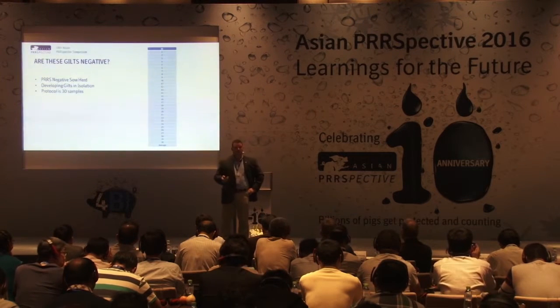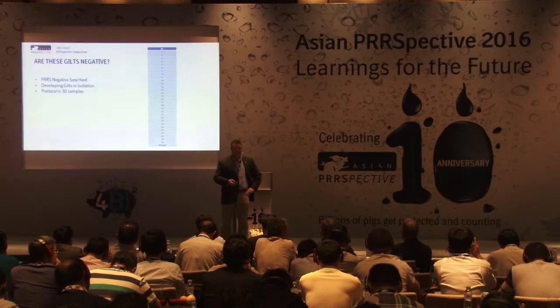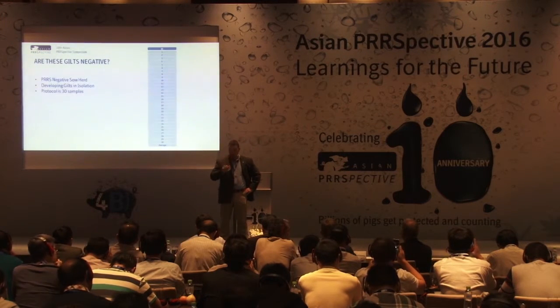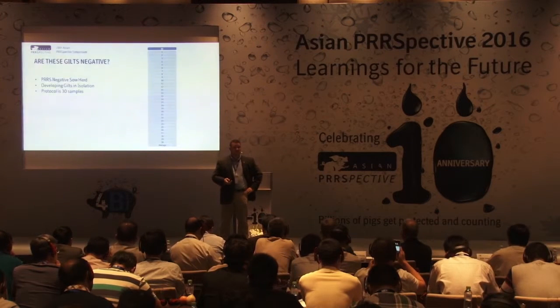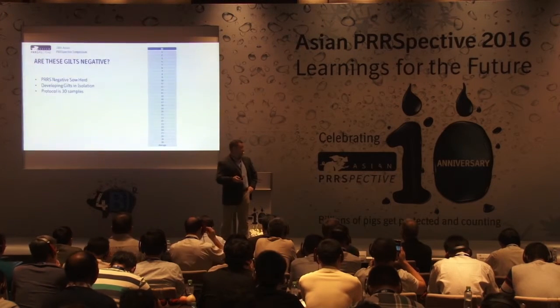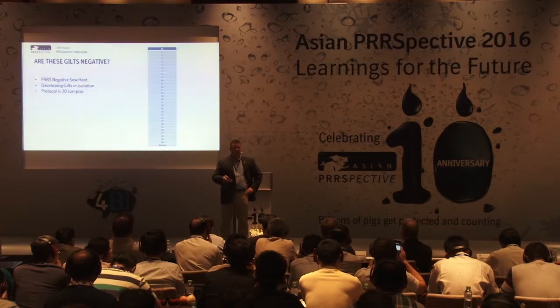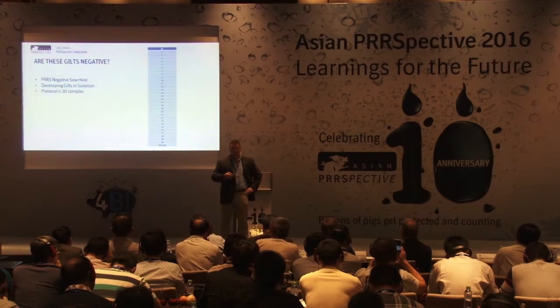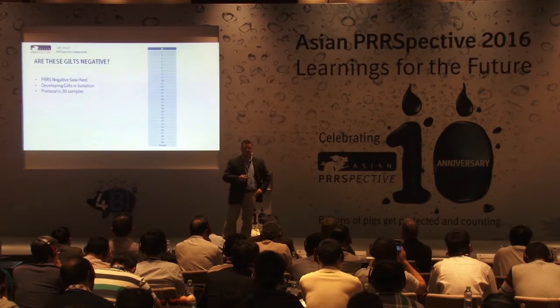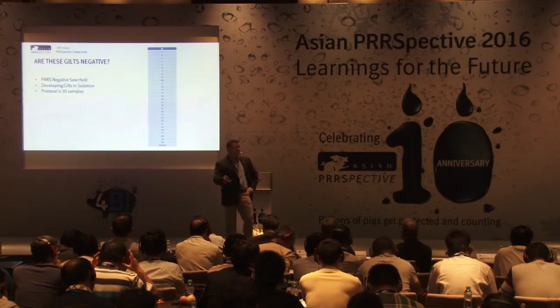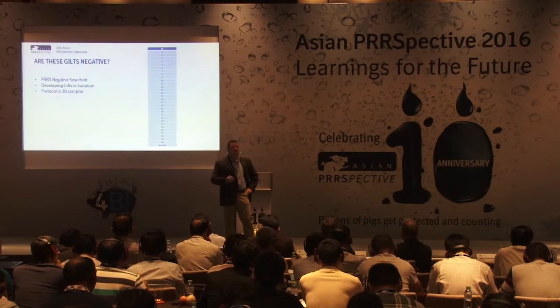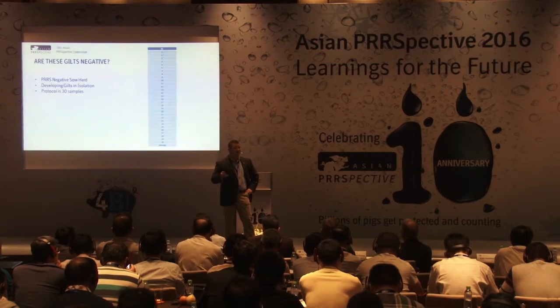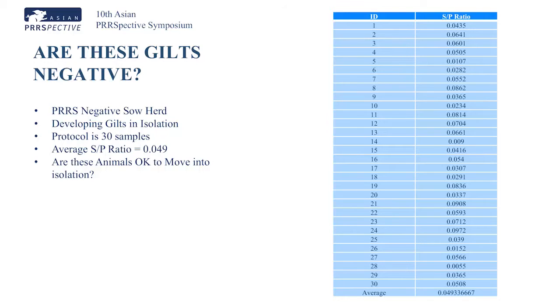We have a PRRS negative sow herd. The farm has never been exposed to the PRRS virus. This farm puts its new gilts into isolation for 30 days. After 21 days of isolation, they draw blood and do PRRS testing to confirm that these animals have remained negative. Their protocol is to take 30 samples from this group of gilts. So the question I have as a veterinarian is, is it safe to bring these new gilts into my clean, PRRS negative sow herd?